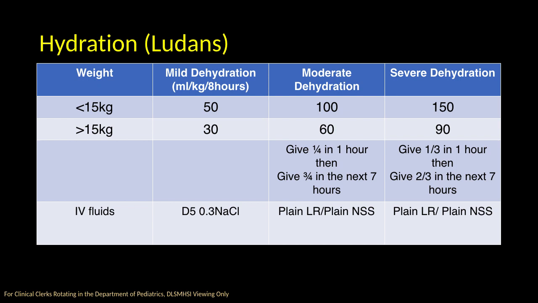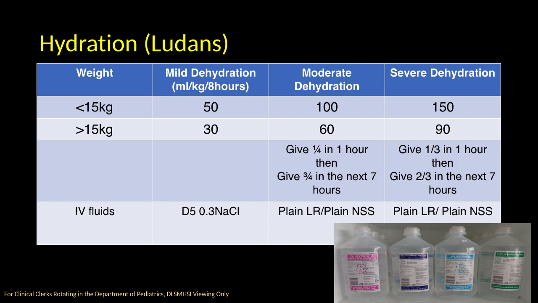For moderate dehydration, give 100 cc per kilogram for children less than 15 kilograms and 60 cc per kilogram for children more than 15 kilograms. Give 1/4 value in the first hour, then give the 3/4 value for the next 7 hours. Fluids here are plain LR and plain NSS. But if the child has no urine output for more than 6 hours, it is recommended that you use plain NSS.